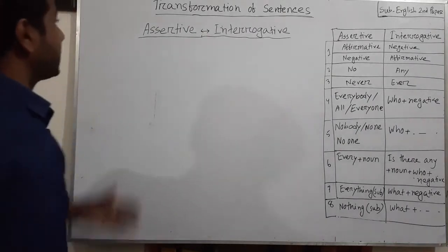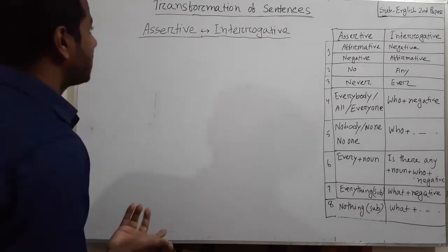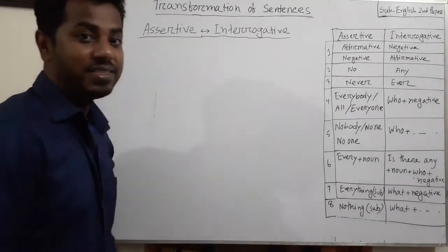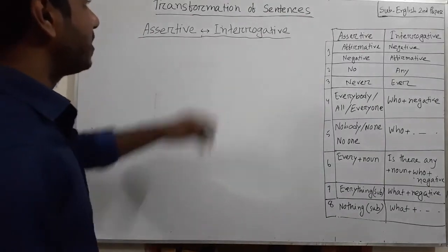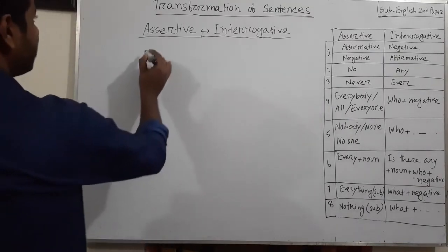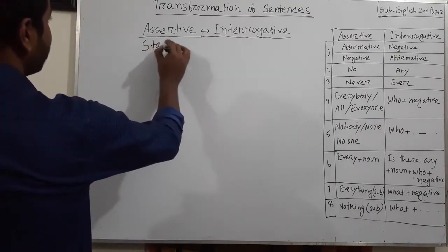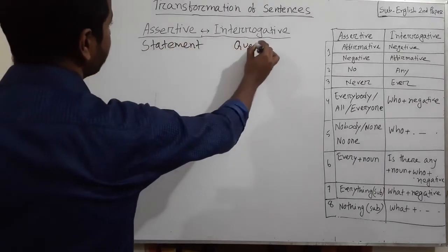Okay, first of all, assertive sentence. Actually, assertive sentence denotes all the statements describing incident, feeling, opinion, history, etc. And interrogative sentence actually asks a question. So assertive sentence has another name, statement sentence. Okay, interrogative sentence, question.